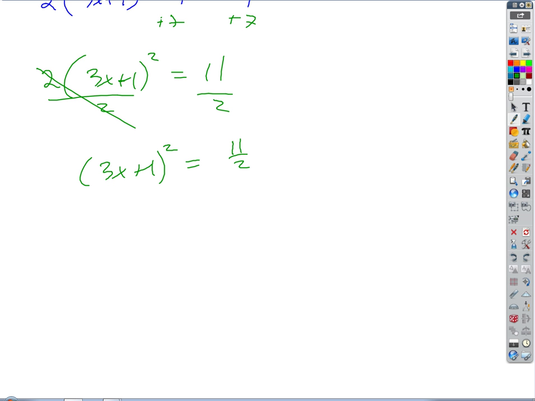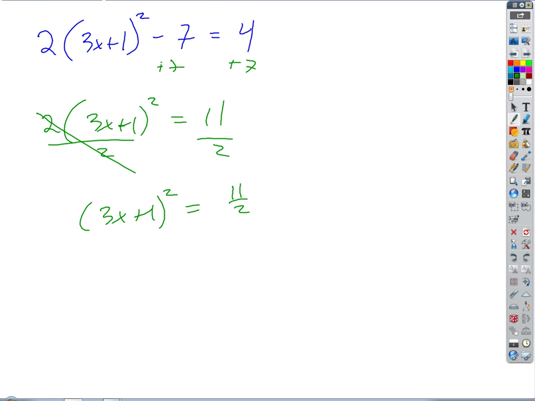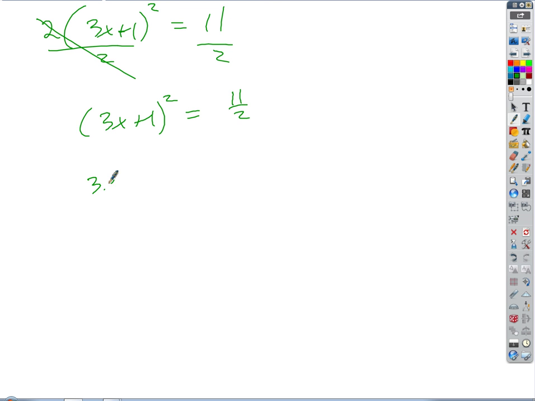Okay, yeah, if we follow order of operations, look what we've done. We took care of undoing the addition or subtraction first, right? Then we took care of undoing multiplication, right? Next level up would be exponents, right? So we've got to undo that exponent. Okay, so what's that going to look like then? What am I going to get on this side? 3x plus 1 equals, okay, square root of 11 halves.